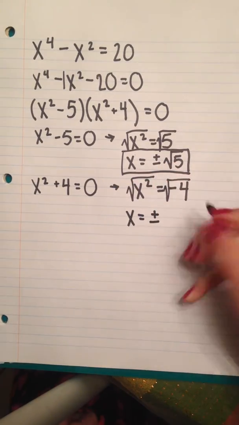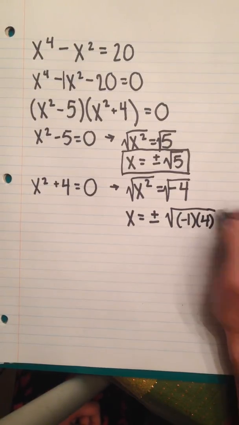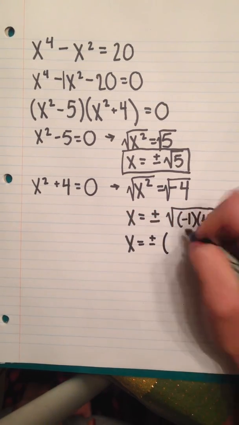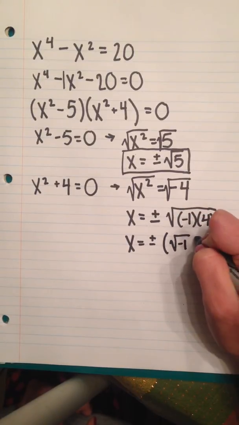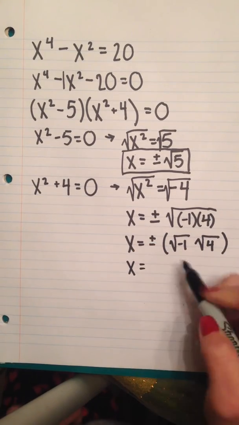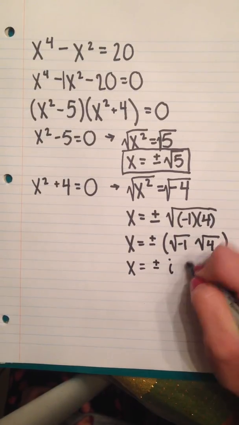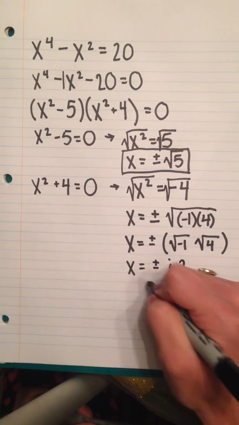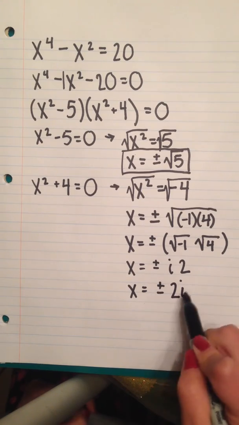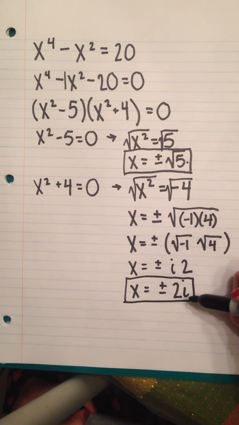Don't forget your plus and minus, as the square root of -1 times 4, which we know is the same thing as the square root of -1 times the square root of 4. We know that the square root of -1 is i, and the square root of 4 is 2. So just to clean that up a little bit, we have x equals plus or minus 2i as our second two solutions. And we're done.